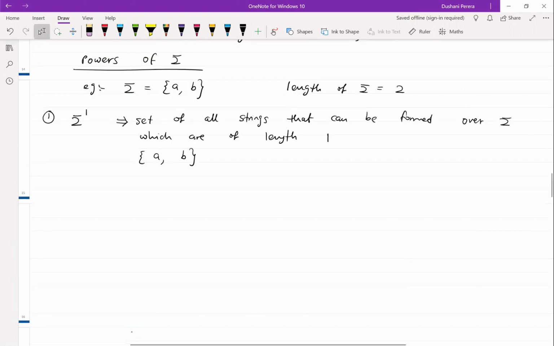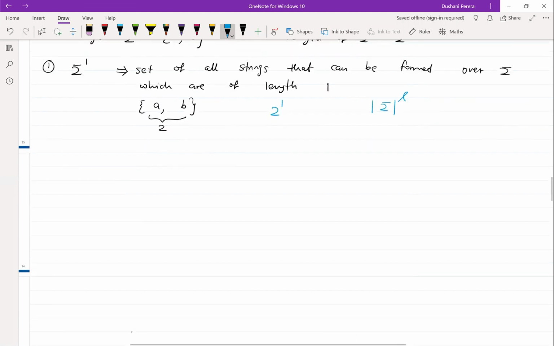So if I symbolize this, now I have two symbols, two strings here. So if I denote this with respect to the length of sigma, I can say this is 2 to the power of 1. The power of sigma is the length of the string.